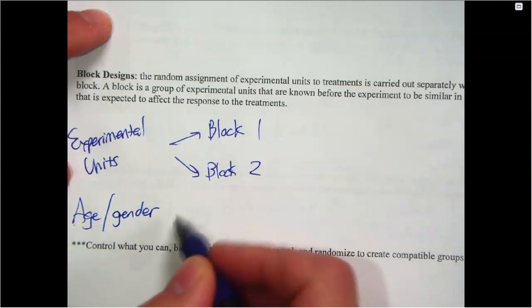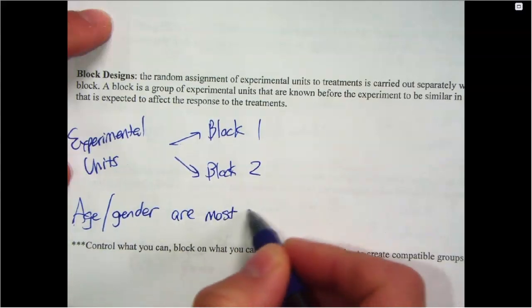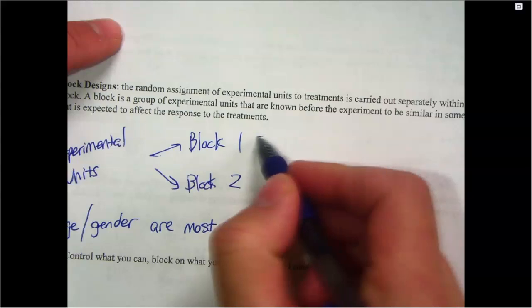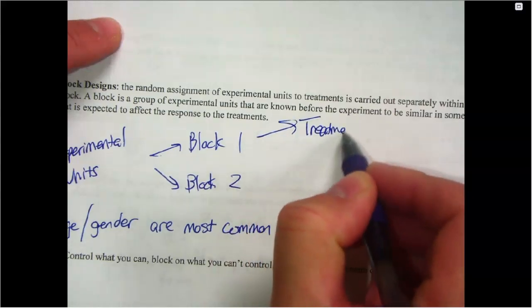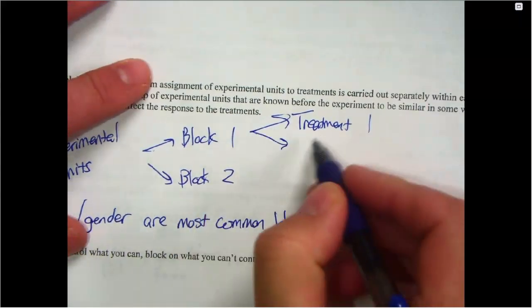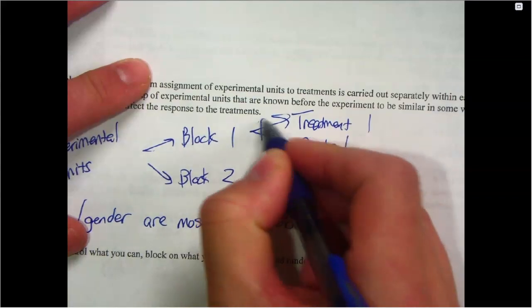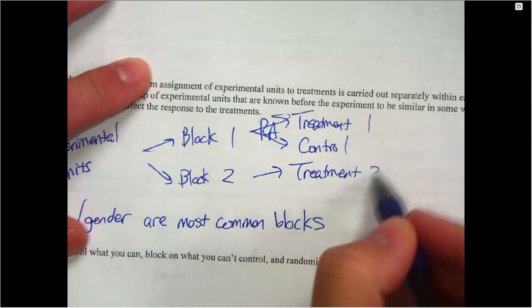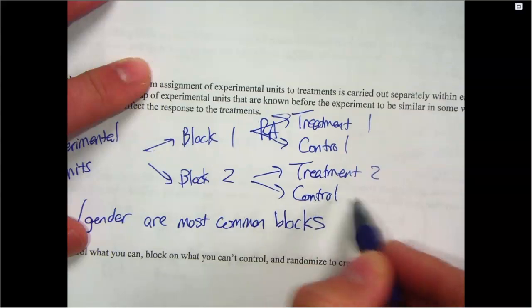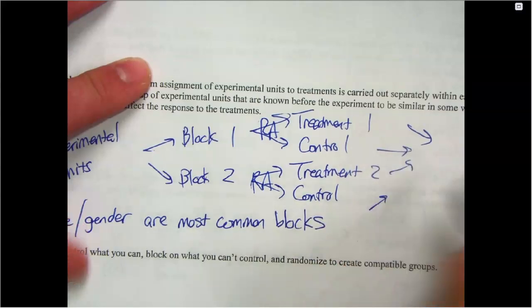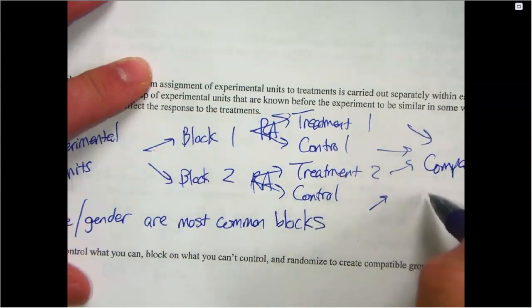Let's put this here too. Age and gender are the most common blocks. And then within each block, you do treatment 1, 2, 3, 4, etc. if needed, and the control, and that's random. And then you do the same thing in block 2, so you're doing basically two separate experiments, just running them at the same time. And then we compare the response there.